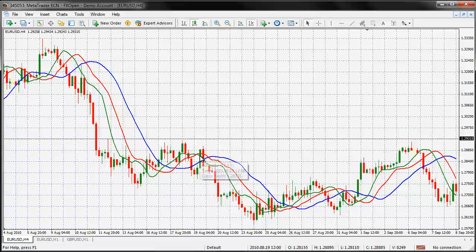We can see the green line is coming down, and it's also crossed the blue, and then later we see the red line come down and it's crossing the blue as well. And the distance between these is very short, they're not very far apart. Okay, and then the market drops.